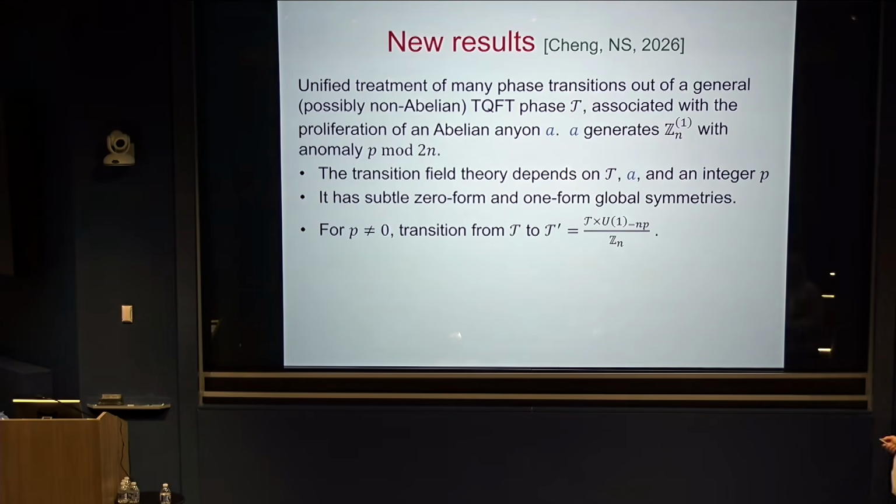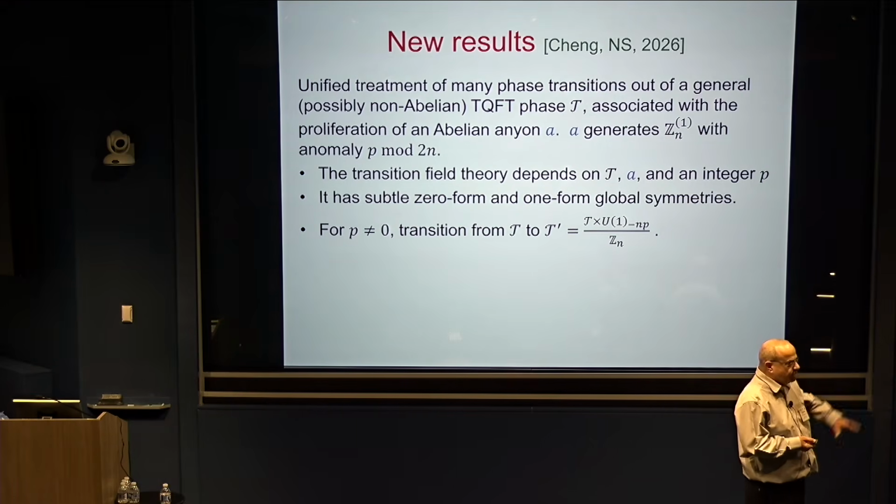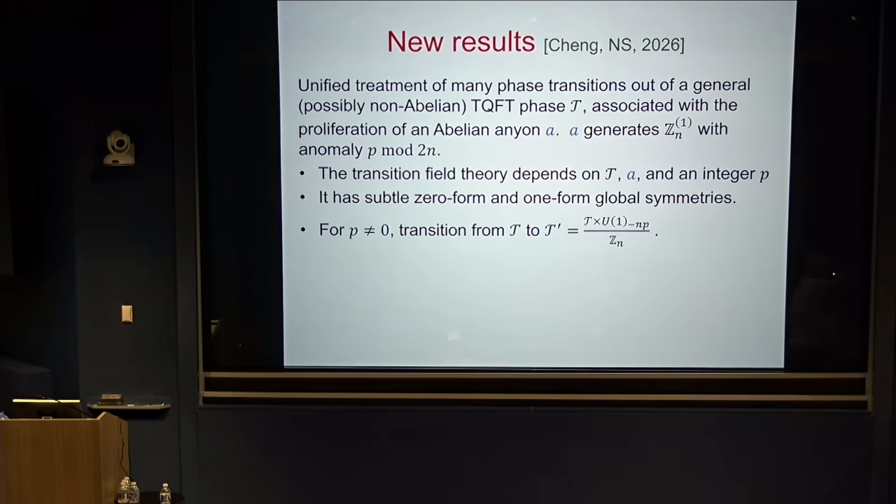And for p not equal to 0, we have this simple formula for the result. TQFT for any p, that's the answer on the other phase. So give me T and the anion A, I know n. That's the order of the anion, and I know p mod 2n. Choose an integer p, and that's the TQFT on the other side. And it's really a lot of fun to go through a lot of examples in the literature and check how this general formula works. And it's non-trivial that it works.